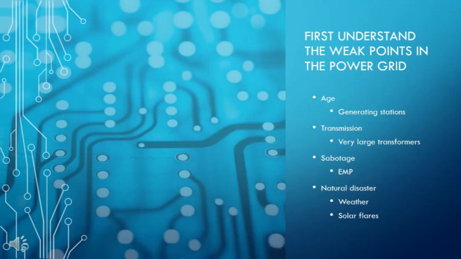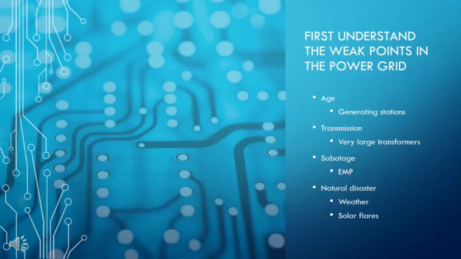First, understand the weak points in the power grid. Age is a primary concern. Many of our traditional baseline generating plants have been decommissioned. In the past, we have depended on coal-fired plants for stability and reliability. Coal plants are no longer being built. We have moved to other less stable but cleaner systems. Nevertheless, power created from every generating plant, no matter the source, must be transmitted to the end user, often over great distances. This requires the use of very large transformers.